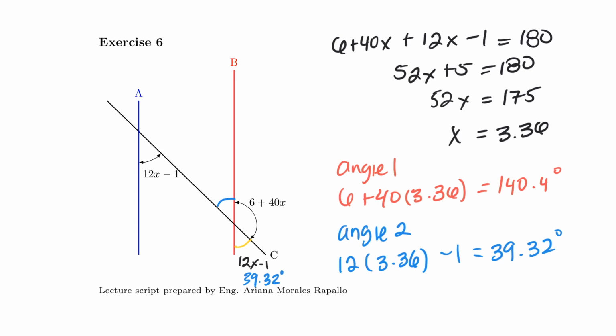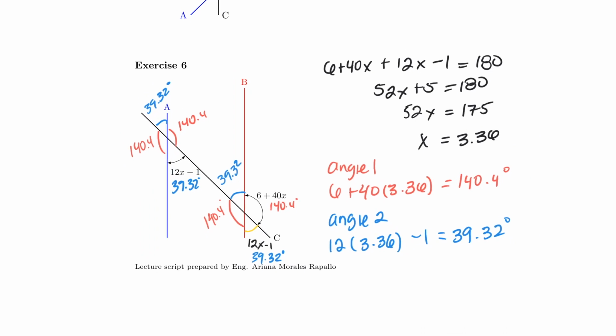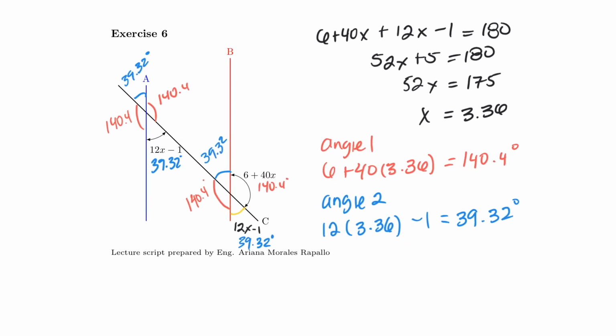Same as this one right here, 39.32 degrees. This angle right here will be 140.4 degrees. This one here will be 140.4 degrees as well. So if this one is 39.32, this one is also 39.32. So let's go ahead and write it down. 39.32 degrees. This one too, 39.32 degrees. And these two, 140.4 and 140.4. And this is how we solve the final exercise.